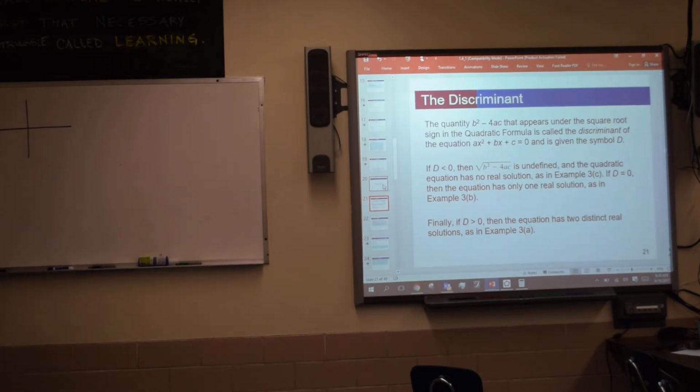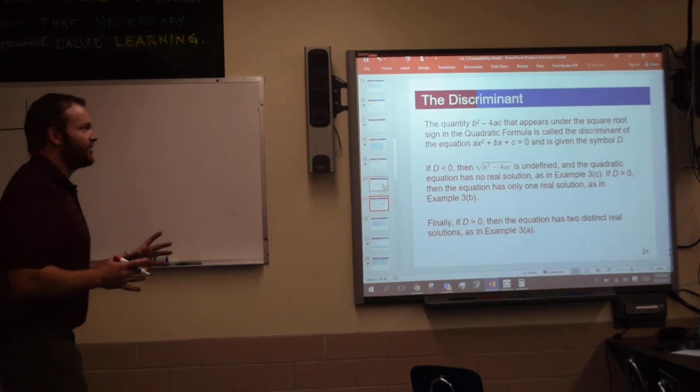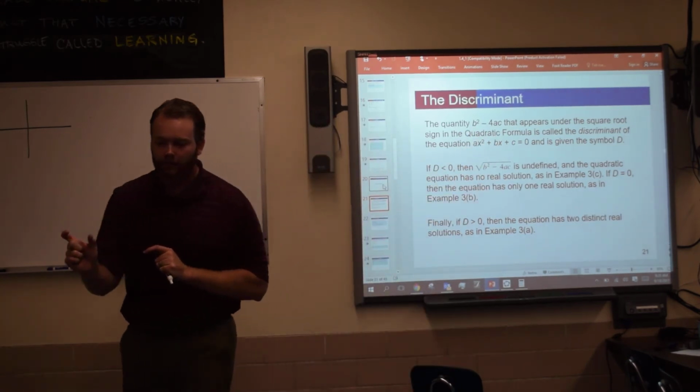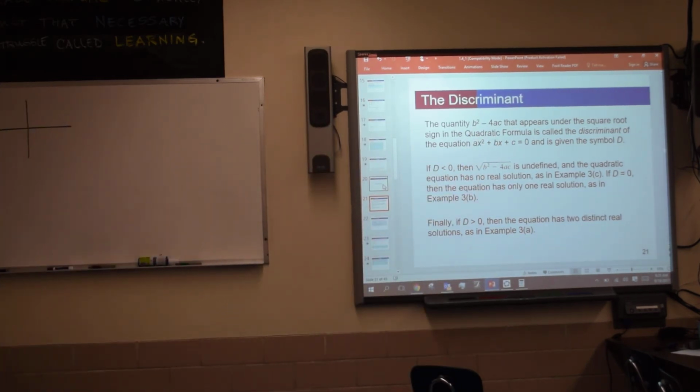We'll talk about the first one. It says if D is less than 0. D, capital D, being the symbol that we use for discriminant. And they're saying that the b squared minus 4ac, the part underneath the radical, is that characteristic that's going to allow us to tell whether this quadratic equation is different than this quadratic equation. So the b squared minus 4ac is that discriminating feature.